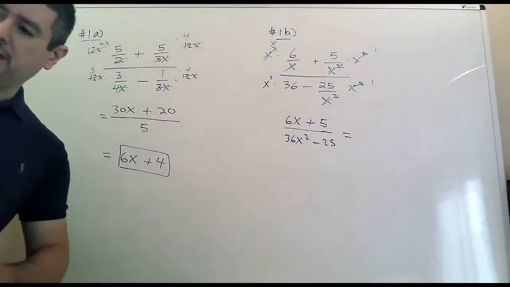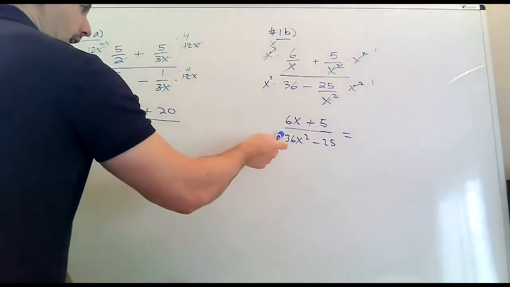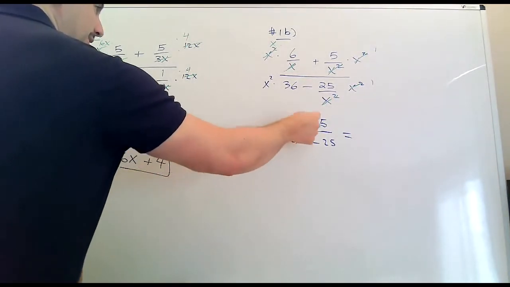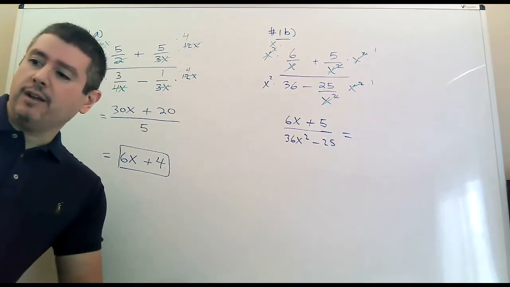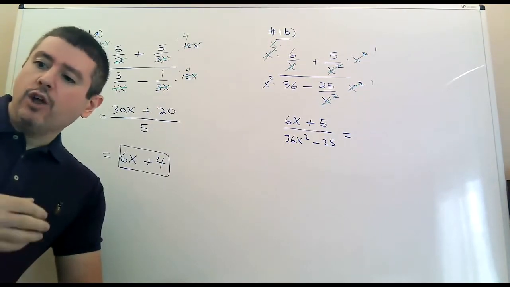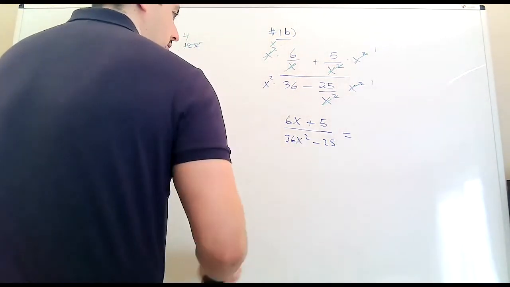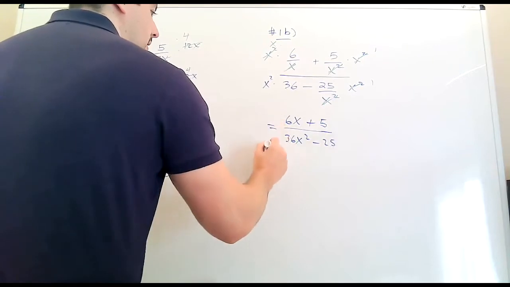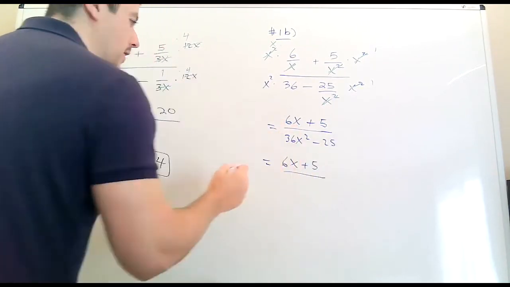Now, people did have issues factoring the bottom. I mean, people started crossing out here. They put 6 into 36, 5 into 25. This is a big mistake. You can't cross out in that manner. You must factor the bottom. This is a difference of perfect squares. So you know what? I'll do it underneath. The top, leave it alone for a minute.